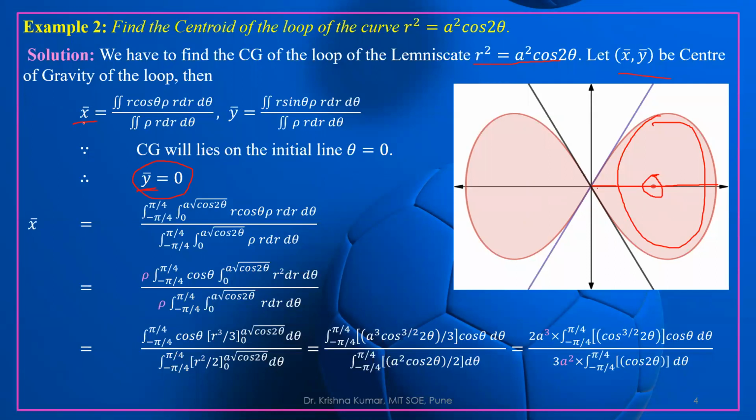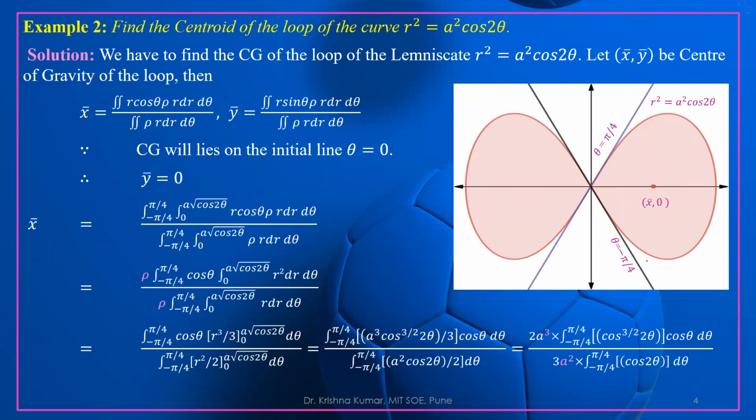So we have to only calculate this part, and we are using the polar form because the given curve is polar. So what is x bar? X bar is equal to, what is the limit for theta and what is the limit for r?